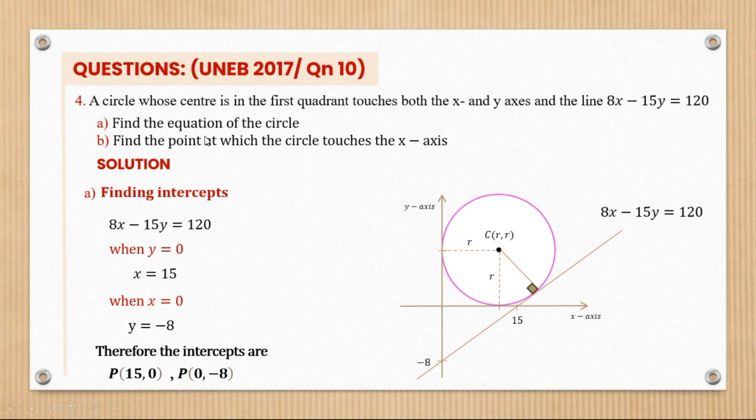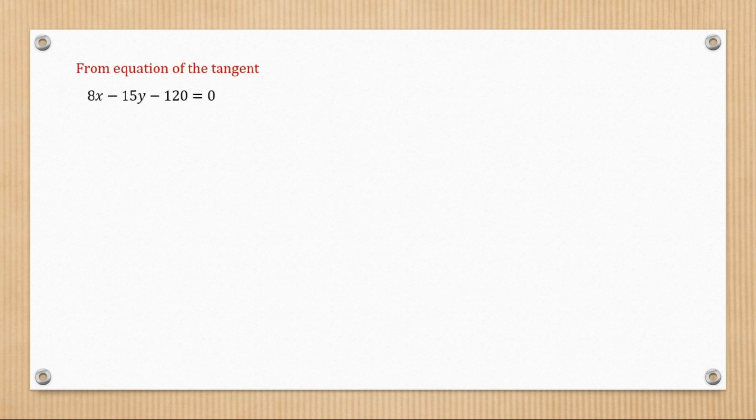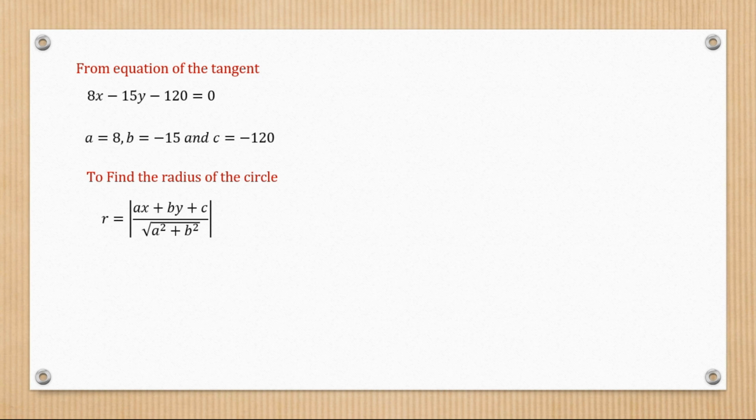Before I find the equation of the circle, I can already see that all I have to do is find the radius. Since the coordinates of the center are both equal to the radius, I just need to find the radius quickly. Now that I know the equation of the tangent, I can use the formula for the perpendicular distance to find the radius value. The equation of the tangent is already arranged as ax plus by plus c, so a shall be 8, b shall be -15, and c shall be -120. To find the radius of the circle, I'm going to plug into the formula.